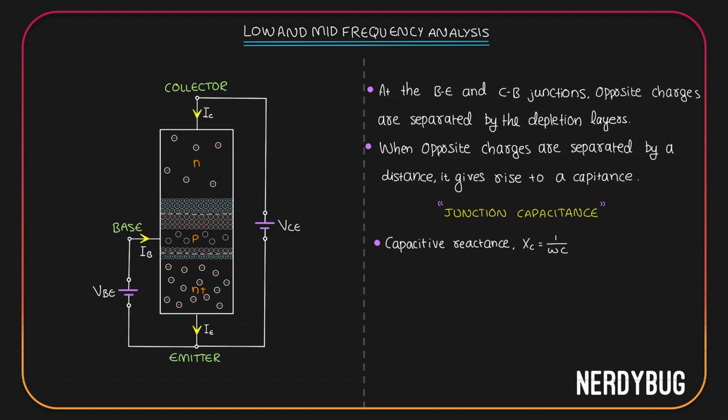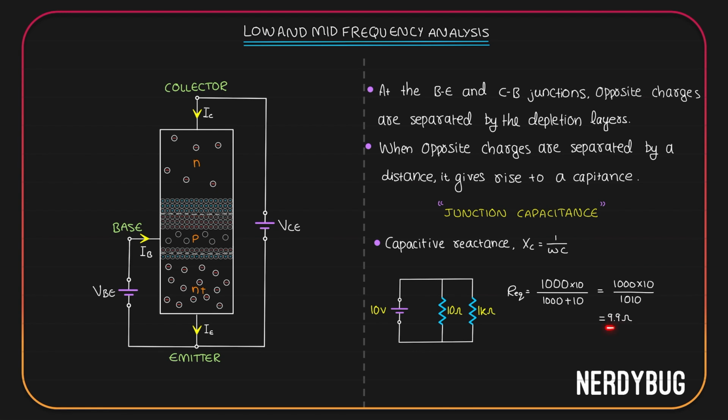To understand that, let me take a circuit with two resistors in parallel. I have a 1 kilo ohm resistor and a 10 ohm resistor. One of them is really larger than the other one. Let's calculate the equivalent resistance of the circuit. It is 1000 times 10 divided by 1000 plus 10. This comes out to be around 9.9 ohm. This is approximately equal to 10 ohm itself.